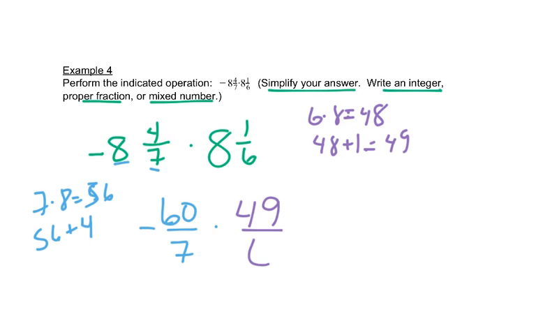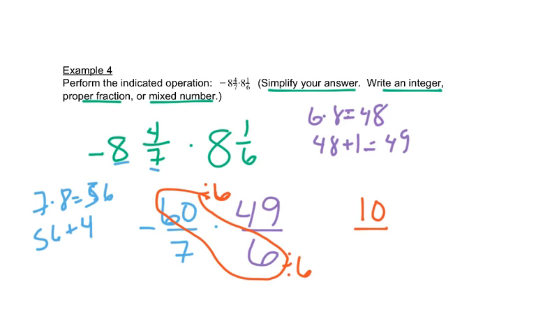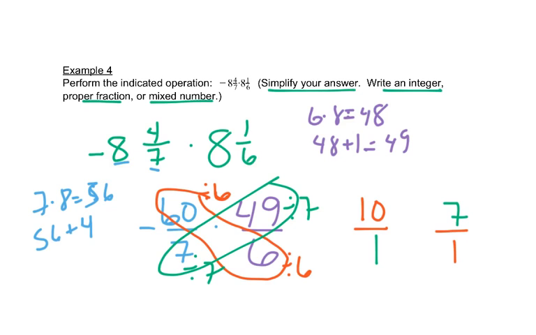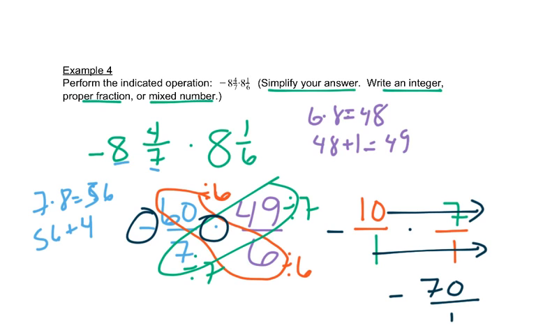So we have 49/6. Okay, and now we're going to multiply, but I'm going to do some simplifying first. These can both be divided by 6. So that leaves me with a 10 on top in my first fraction and a 1 on the bottom in the second fraction. These can both be divided by 7. That leaves me a 1 here and a 7 here. There's still this negative, still the multiplication. So I multiply straight across and I get negative 70 over 1. And negative 70 over 1 is just negative 70.